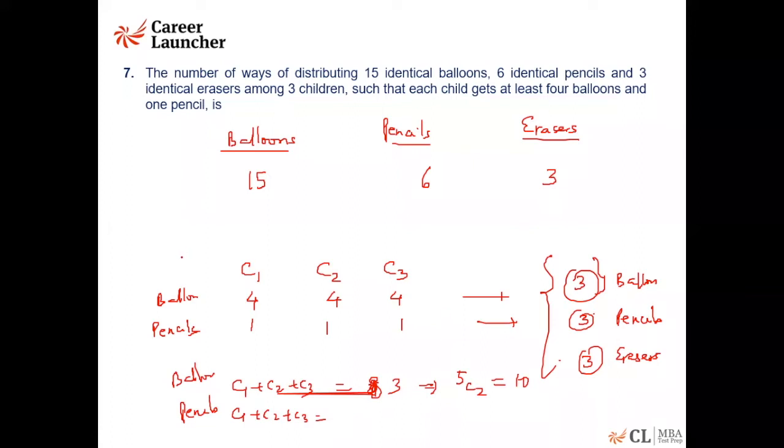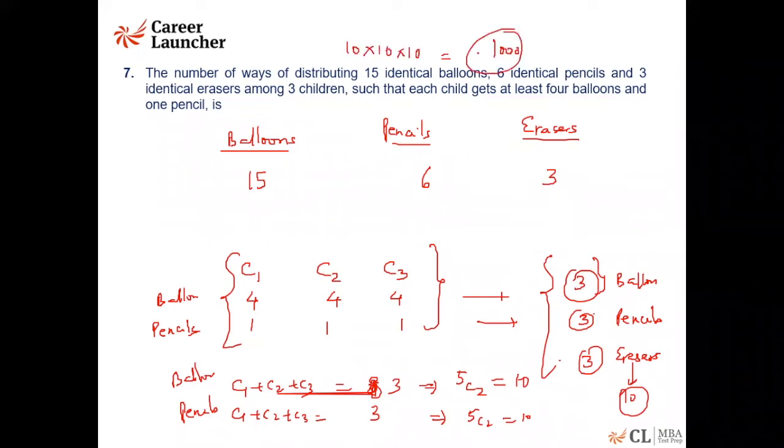So having satisfied the criteria, we have 3 balloons that can be distributed among the 3 people in 10 ways, because these are all identical balloons. Similarly, 3 pencils among these 3 people can be arranged in 5C2 or 10 ways, and erasers can also be done in 10 ways. Hence, the total number of ways will be 10 into 10 into 10, which is equal to 1000. So this question of finding the total number of integer solutions using identical items is something that's appearing after a long time in CAT.